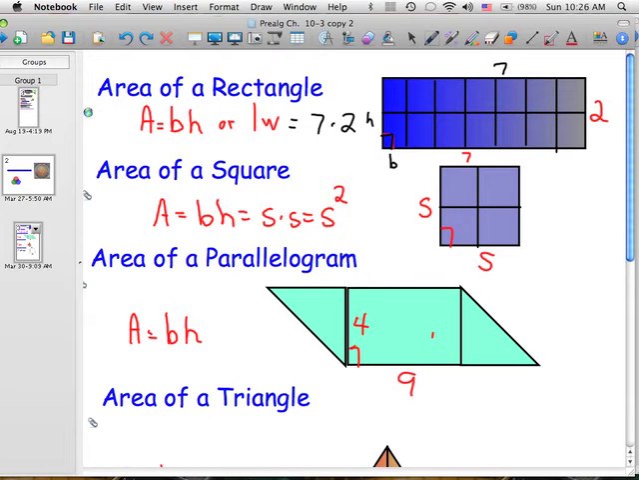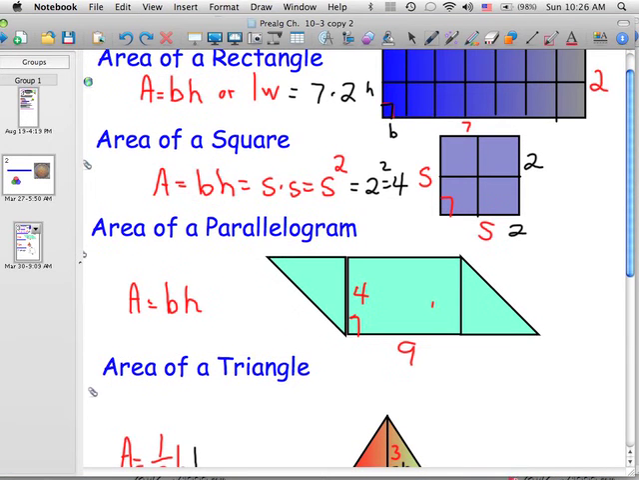So length times width. The area of a square is a special rectangle, and we basically take length times width or base times height. But in this case, in the square, the sides are the same, so we can just say a short formula, side times side, or 2 squared, which is 4, 2 times 2.